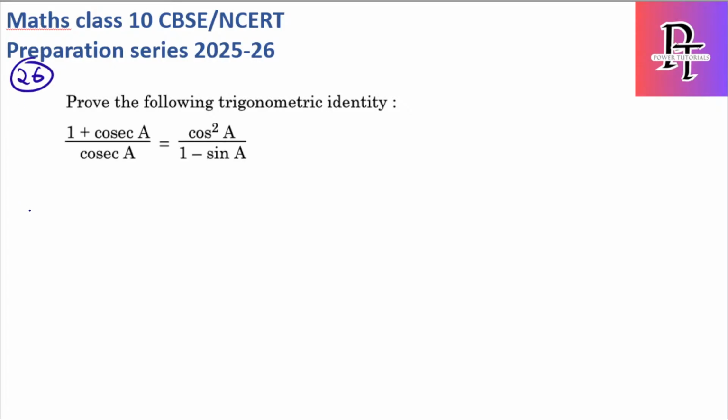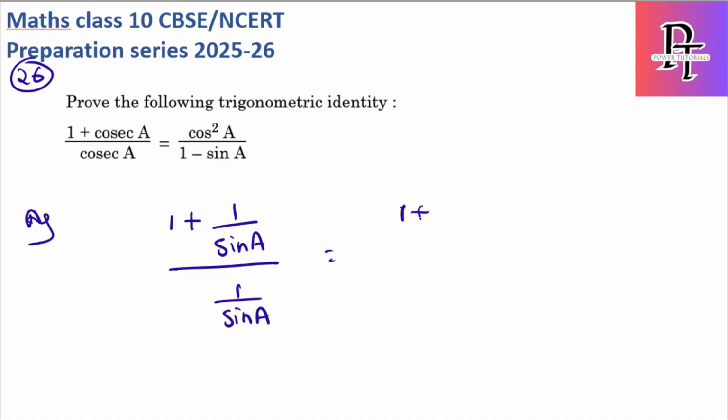Prove the following trigonometric identity. On the right side we have cos and sin, whereas on the left side we have cosecant. So let's convert it into sine. Then it becomes 1 by sin A, 1 by sin A, so this becomes 1 plus sin A, and the numerator sin A cancels out. So we got only 1 plus sin A.